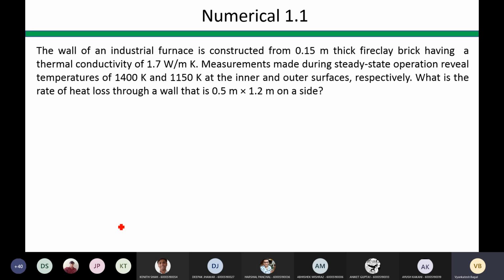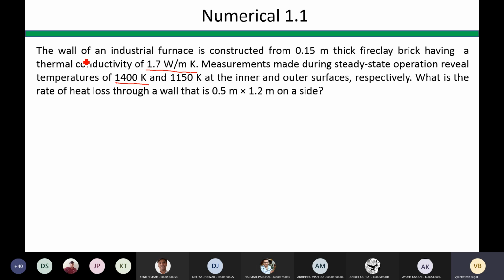The first numerical in heat transfer. The wall of an insulated furnace is constructed from 0.15 meter thick fire clay brick having a thermal conductivity of 1.7 watt per meter K. Measurements made during steady state operation reveal temperatures of 1400 K and 1150 K at the inner and outer surface respectively. What is the rate of heat loss through a wall that is 0.5 meter by 1.2 meter on the side? So the dimensions of this furnace wall are given.